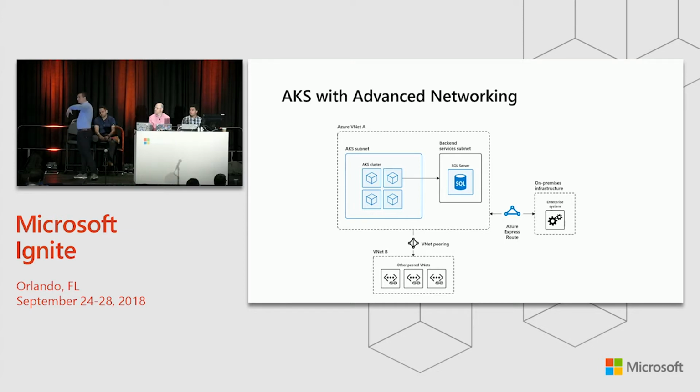And on the SQL node, you can configure restrictions for the access just from the originating VNet, which is the AKS VNet. If you need to connect to other networks, you can just peer. And if you need to connect to on-premises, you can just use ExpressRoute or Azure VPN or any other means.